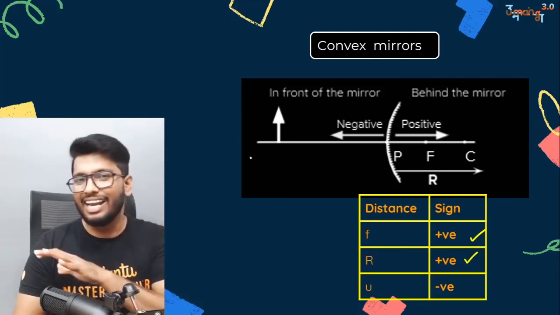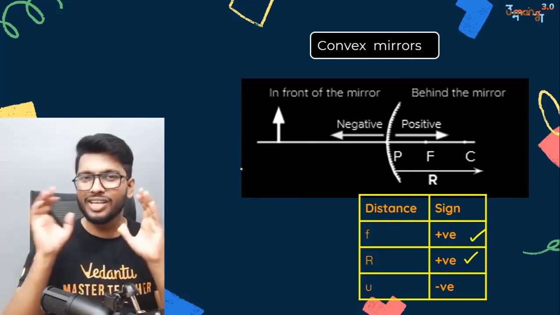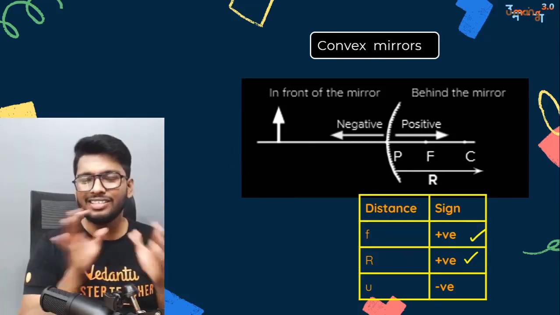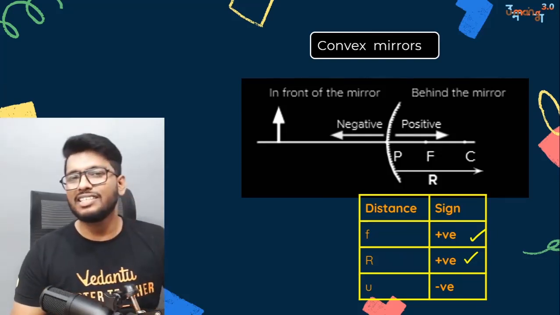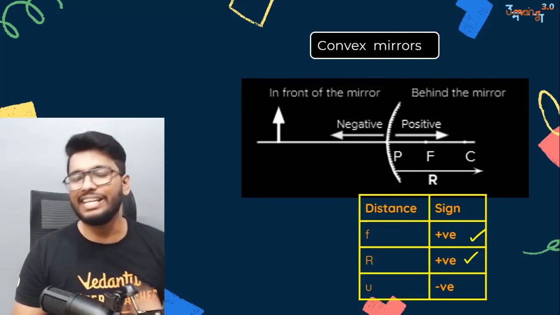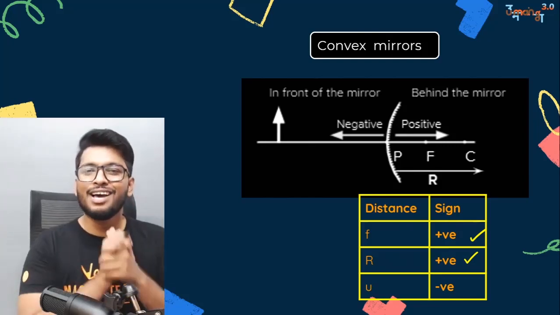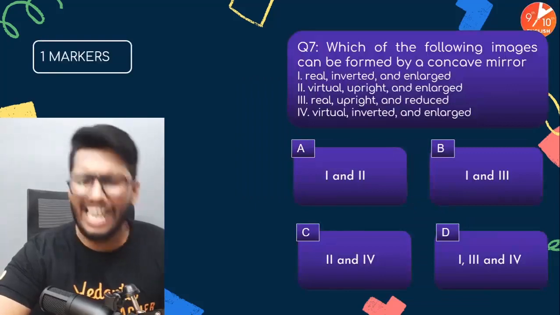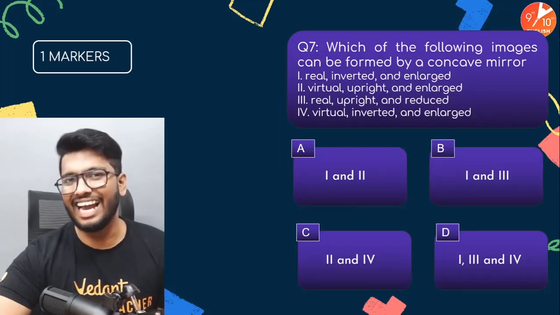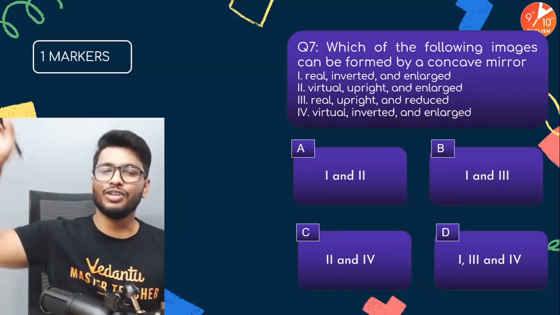Be it mirror, be it lens, it does not matter. We are following a standard way of doing things. That is why we always keep the object towards the left hand side. So object distance will always be negative. Simple as that. Alright guys, so those, my friends, are your sign convention. Very important for your ray diagrams and also for your numericals as well.